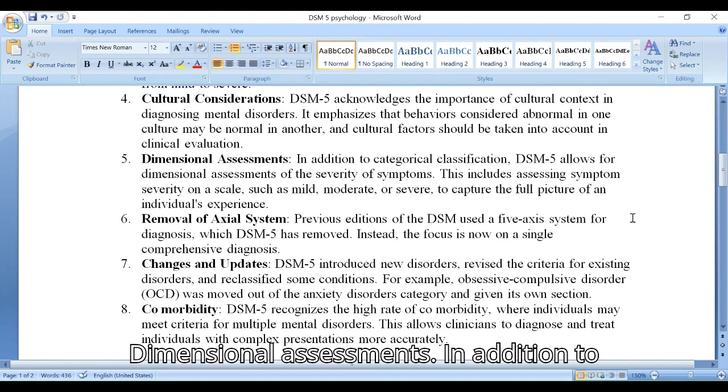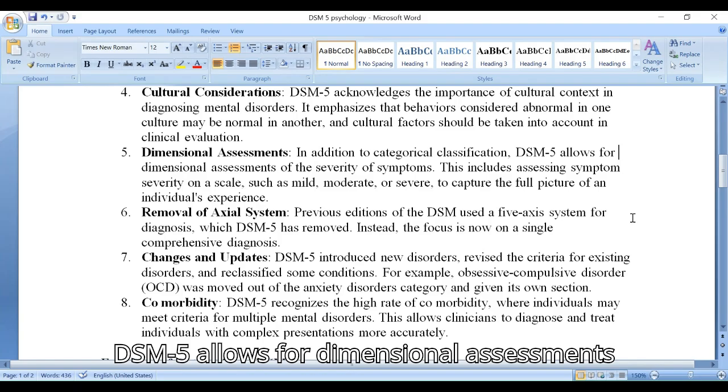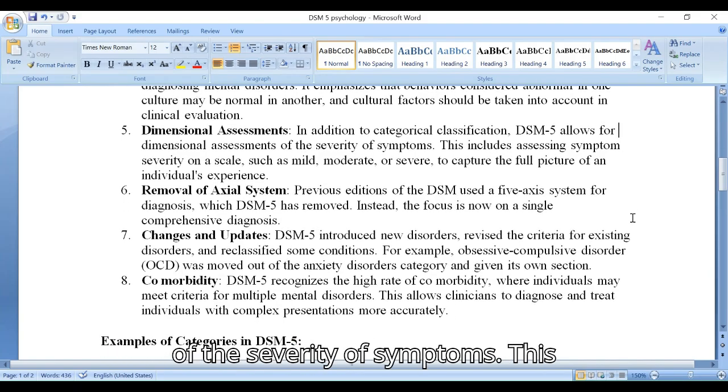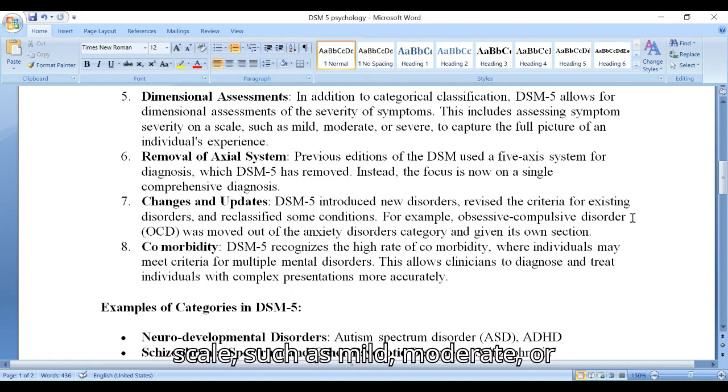5. Dimensional assessments. In addition to categorical classification, DSM-5 allows for dimensional assessments of the severity of symptoms. This includes assessing symptom severity on a scale, such as mild, moderate, or severe, to capture the full picture of an individual's experience.